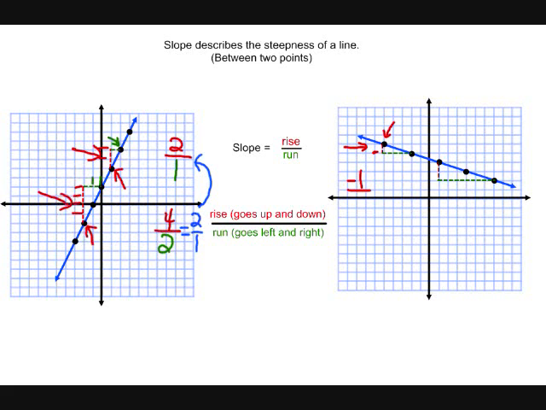Then the run is how many we go to the right. And because we're going to the right, it should always be a positive number. So I go over 1, 2, 3. So that 3 is going to go on the bottom of my fraction, and my slope for this line is negative 1/3. And it describes, once again, the entire line.